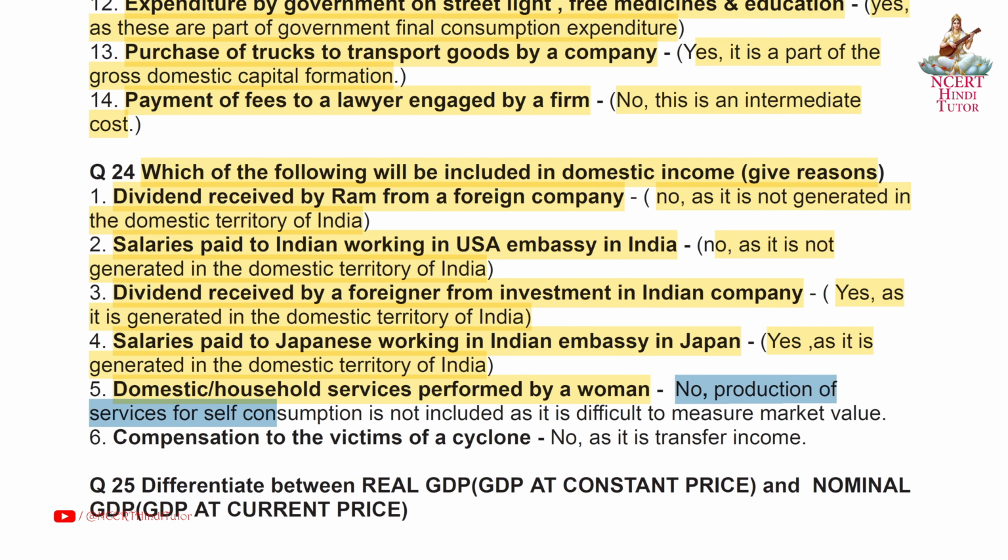No, production of services for self-consumption is not included as it is difficult to measure market value. Sixth, compensation to the victims of a cyclone. No, as it is transfer income.